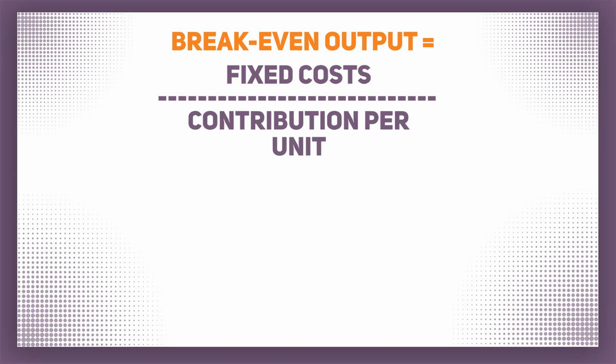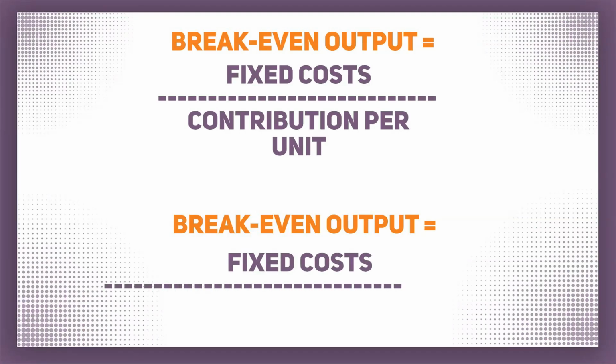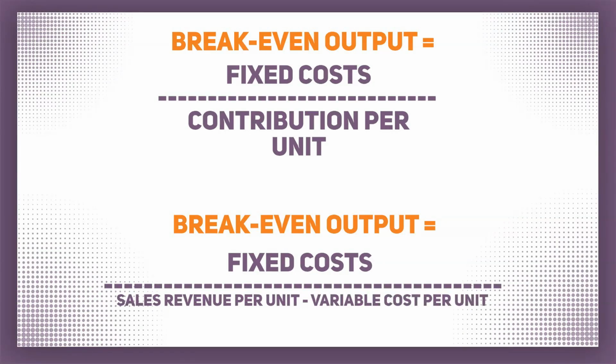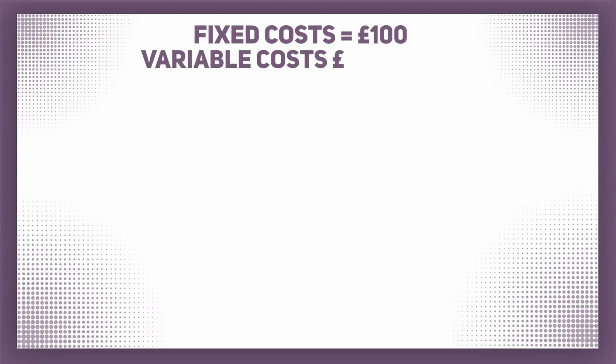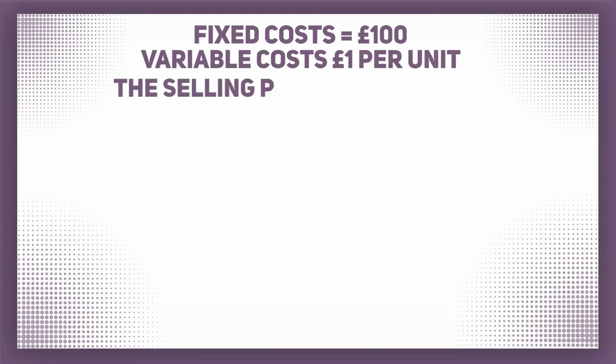Now, be careful. Sometimes you might see this formula as the break-even output equals the fixed costs divided by the sales revenue per unit minus the variable cost per unit. But as we know, this bottom part is the calculation that we just did to work out the contribution per unit. Now, let's say we have the following information. Let's keep it really simple. A business has fixed costs of £100. They have variable costs of £1 per unit, and the selling price for this item is £5 per unit.